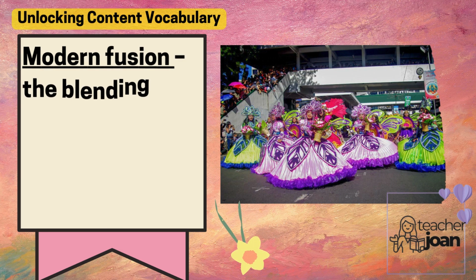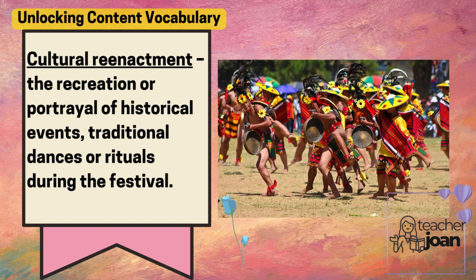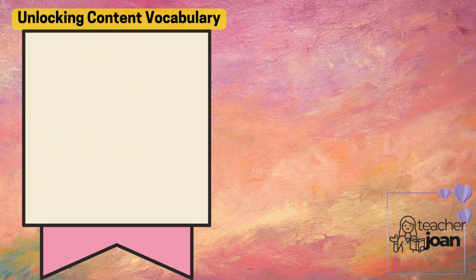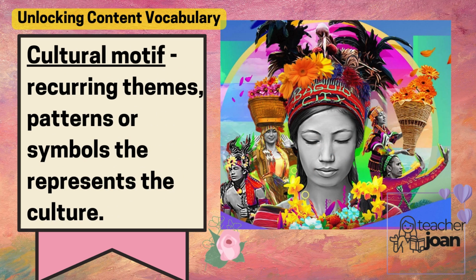Modern fusion, the blending of modern elements with traditional practices. Cultural reenactment, the recreation or portrayal of historical events, traditional dances or rituals during the festival. Improvisation, spontaneous or creative changes made during performances. Cultural motif, recurring themes, patterns, or symbols that represent the culture.